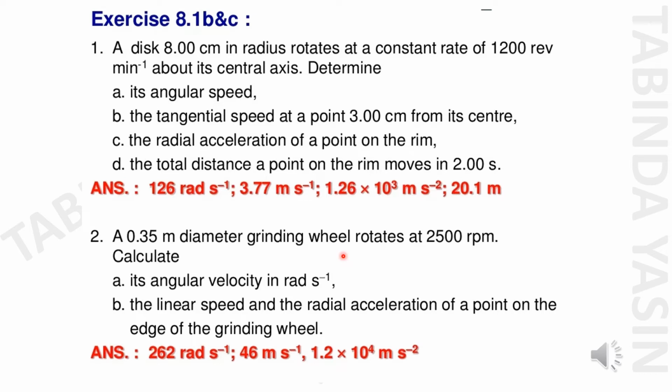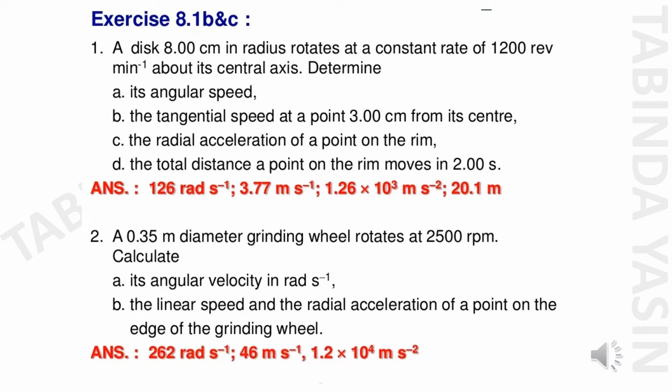Now, another example: a disk 8 centimeter in radius rotates at a constant rate of 1200 revolution per minute about its central axis. Determine its angular speed, the tangential speed at 0.3 centimeter from its center, the radial acceleration of a point on the rim, and the total distance a point on the rim moves in 2 seconds.